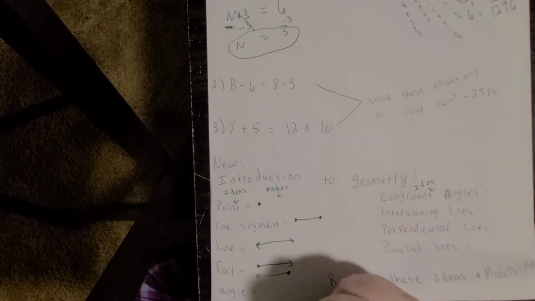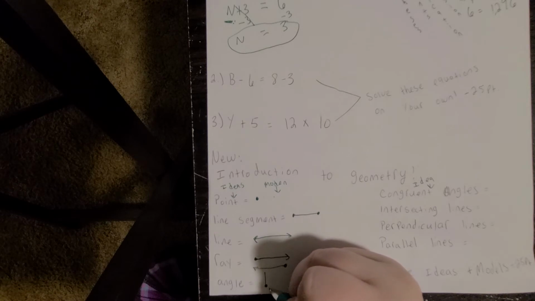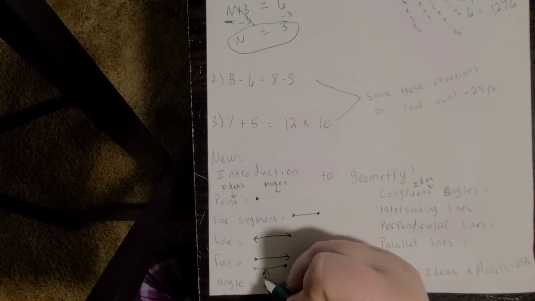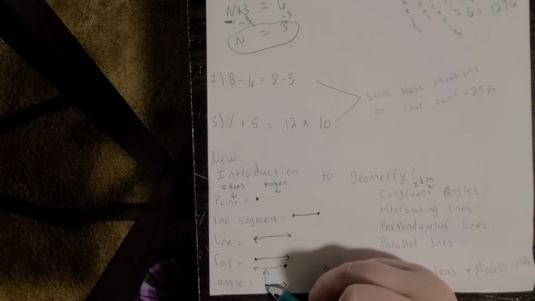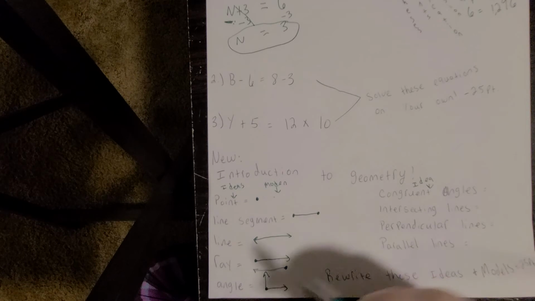An angle is two rays put together, actually. So they have a matching point. Their points connect, and there's two lines. So there's two, I apologize, there's two rays connected by one point, and their arrows go different ways. Okay, that would be an angle.